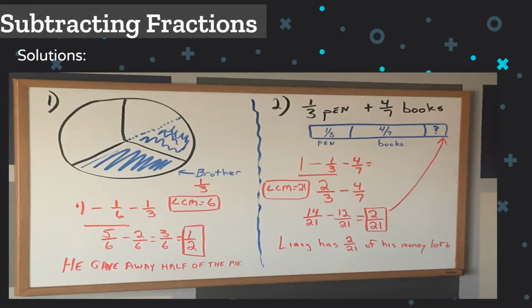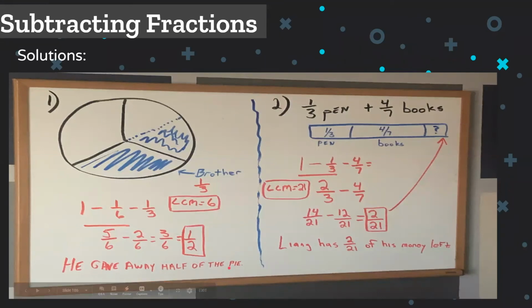We have our whole 1, subtract 1/6, and we get 5/6. So now we're just working with 5/6 minus 2/6, which is the 1/3, and it's converted to like units, which gives us a total of 3/6, and we can simplify that fraction to 1/2. And again, that 1/2 is what we saw in our picture. So he gave away half of the pie to his friends.